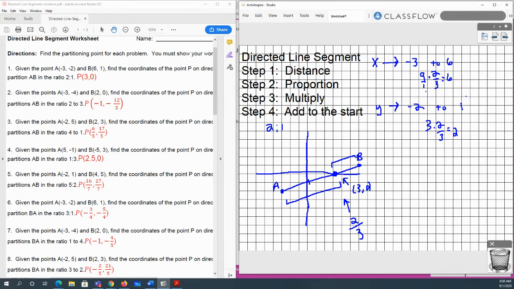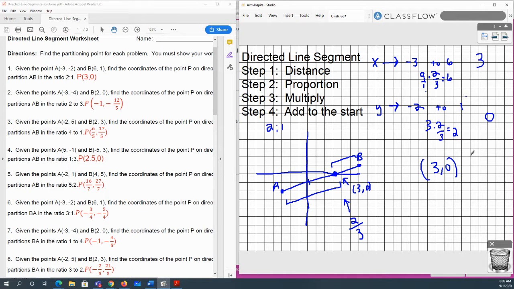Last step. Add it back to start, right? All right. So now I'm going to add these numbers to my starting number. Since my starting number was -3, -3 plus 6, which is 3. And this one will be 2 plus -2, which is 0. And that's my answer. 3, 0. Done.